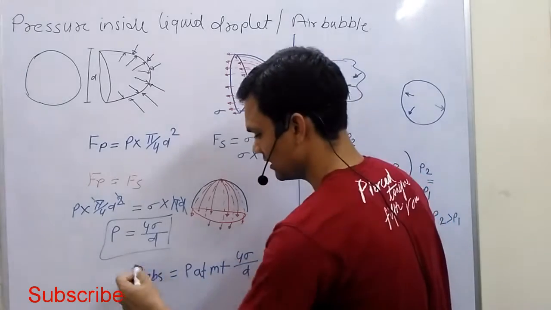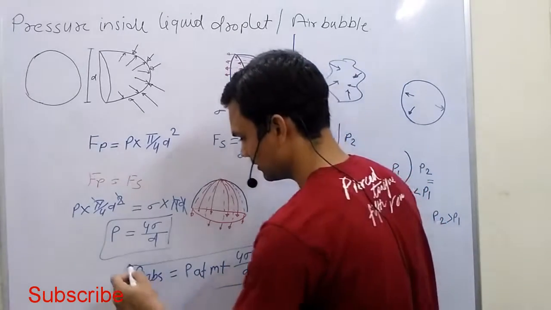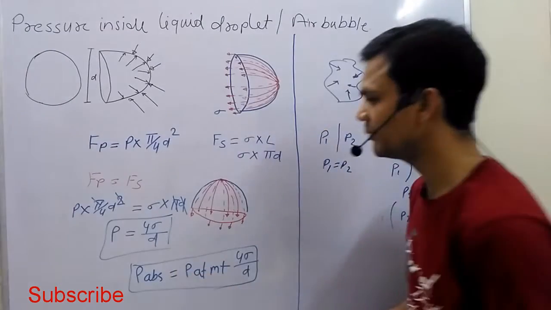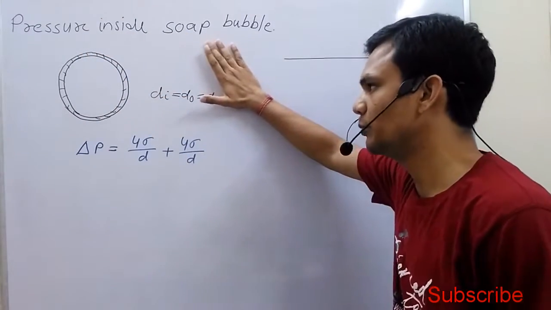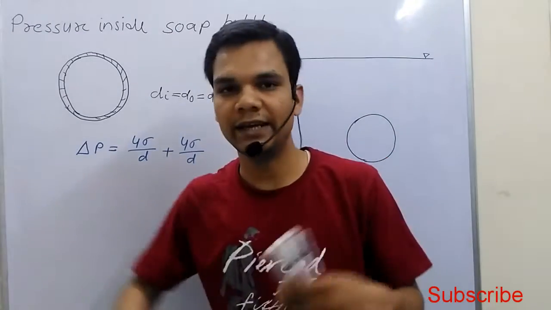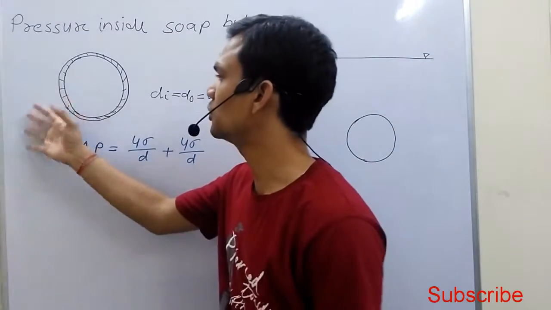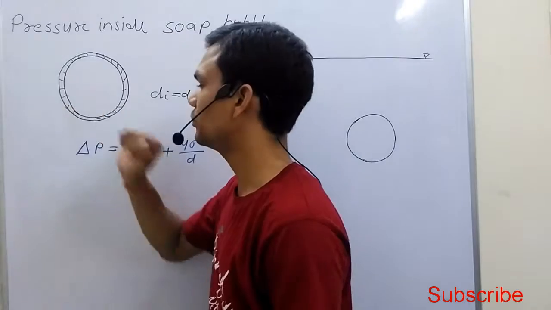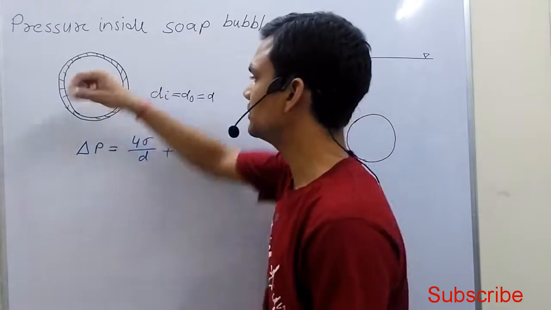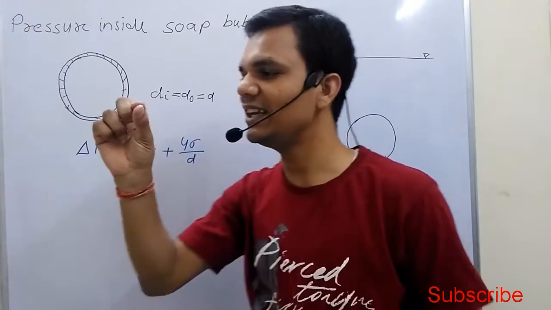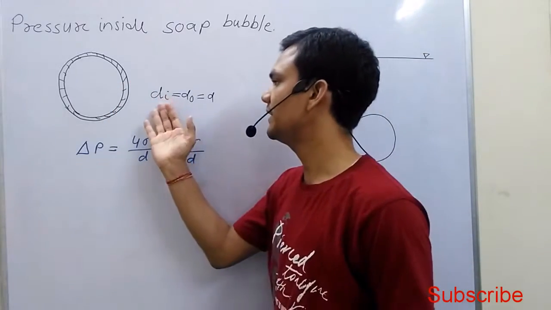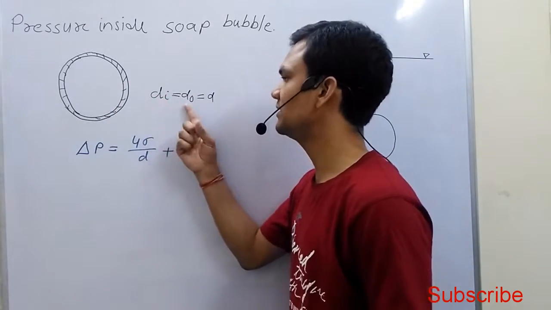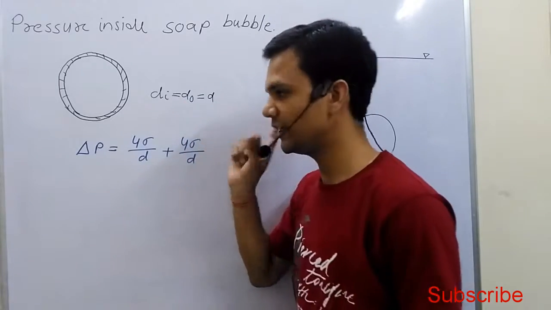This pressure is above atmospheric pressure, and this is the formula for the absolute pressure. Consider another case, the soap bubble. In a soap bubble, there is air on both sides of the soap bubble, and the thickness of the soap bubble is very small. So we neglect the thickness of the soap bubble and take the inside diameter equal to the outside diameter, equal to d.